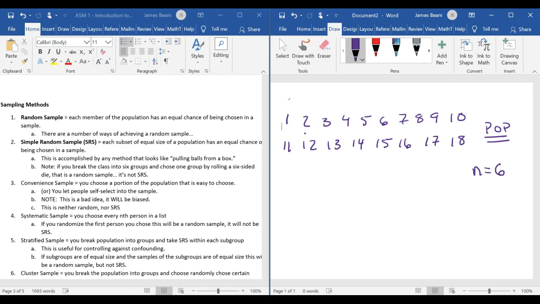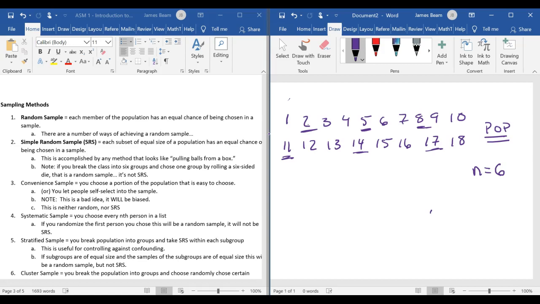And if I do that, let's say I roll my 6-sided die and I roll a 3. Then the first person on my list is going to be 2. I go 1, 2, 3, 5, 1, 2, 3, 8, 1, 2, 3, 11, 1, 2, 3, 14, 1, 2, 3, 17. I now have a sample of 6 people. Every single person in this list had an equal probability of being chosen by this method, so this method is random.